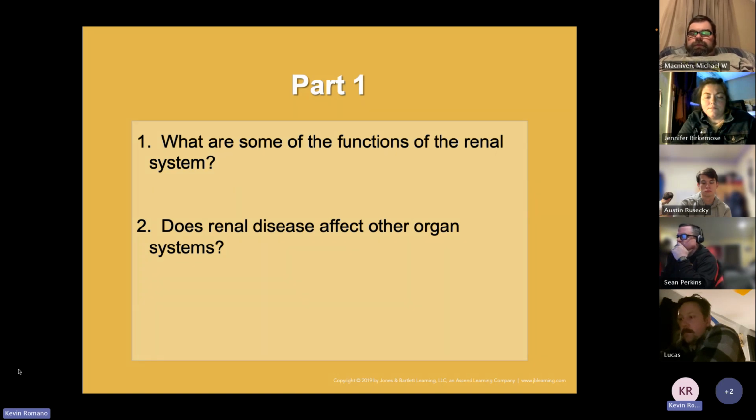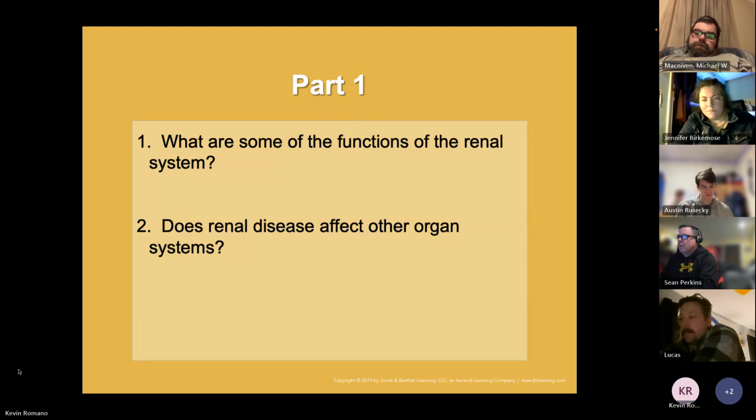So as they excrete or reabsorb hydrogen ions in the blood, because of the renal management of fluid and electrolytes, the kidneys also have some part in blood pressure control. So does renal disease affect other organ systems? Yes or no?